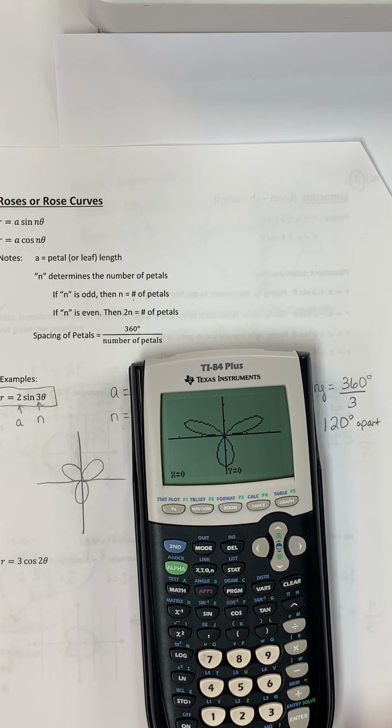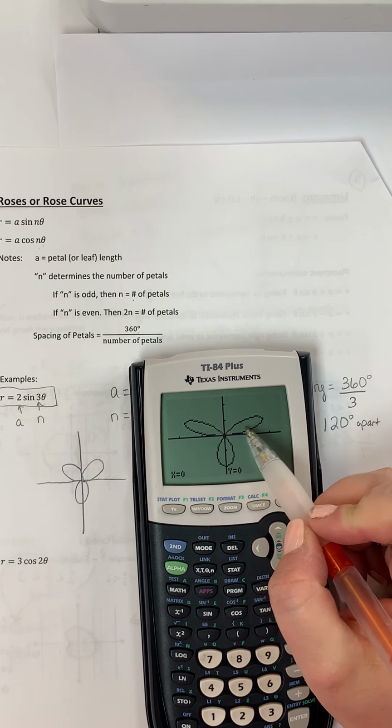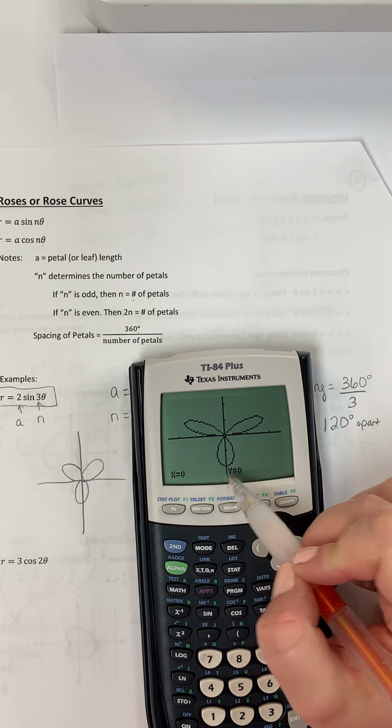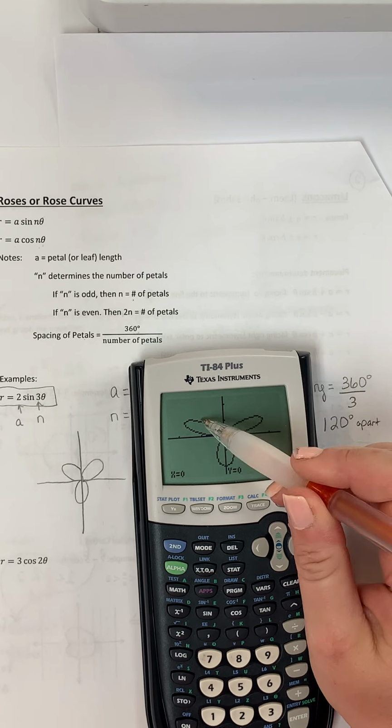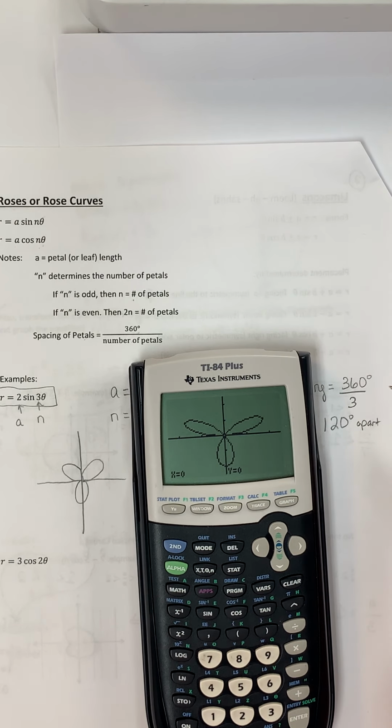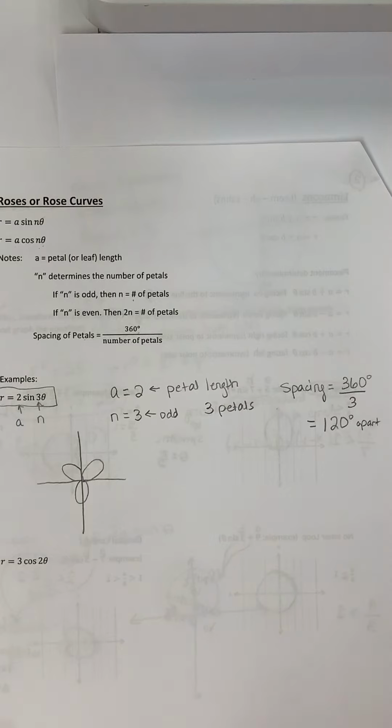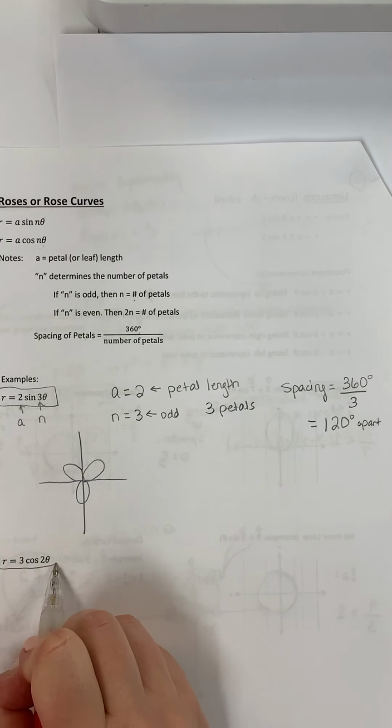So when I zoomed in, you were really able to see it. Theirs looks a lot better than mine. Mine looks like some kind of balloon animal. But you get the idea. These petals are 2 units in length. There's 3 of them, and they're going to be spaced 120 degrees apart. There you go. All right, let's try this guy.